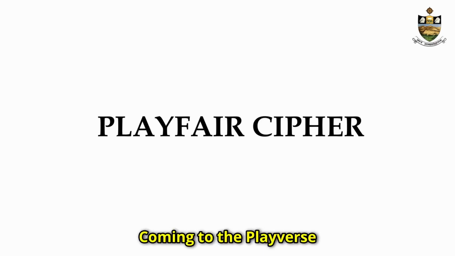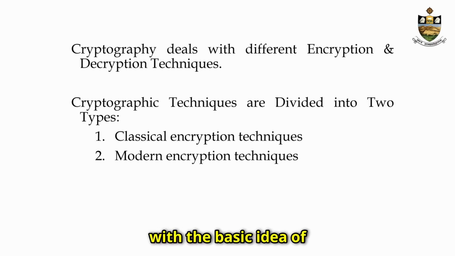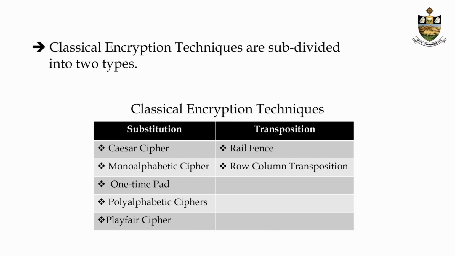Coming to the Playfair Cipher, we will start with the basic idea of cryptography. Cryptography deals with different encryption and decryption techniques, which are very essential nowadays for network security. Basically, cryptographic techniques are divided into two types, namely classical encryption techniques and modern encryption techniques. Classical encryption techniques are again subdivided into two types, substitution techniques and transposition techniques.